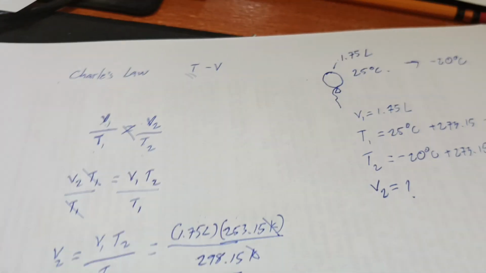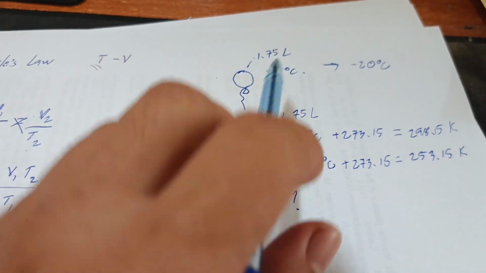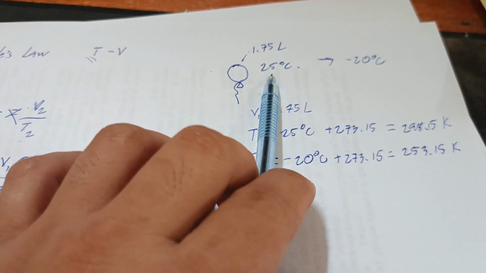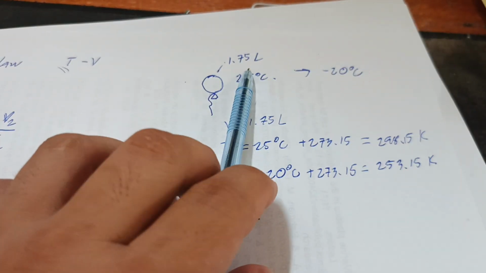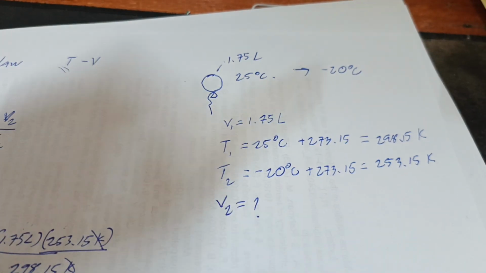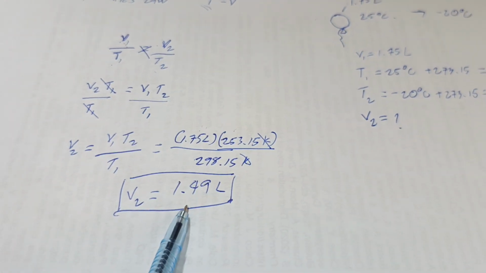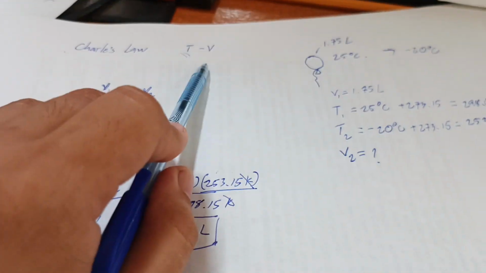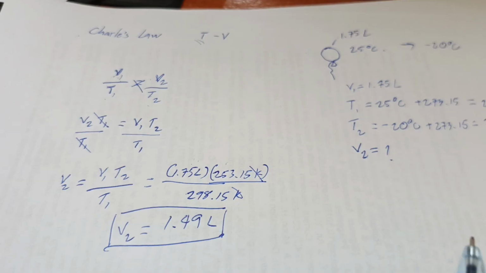Therefore, if you move your balloon from 25 degrees Celsius to negative 20 degrees Celsius, the volume will decrease from 1.75 to 1.49 liters. That is the temperature-volume relationship of Charles' law.